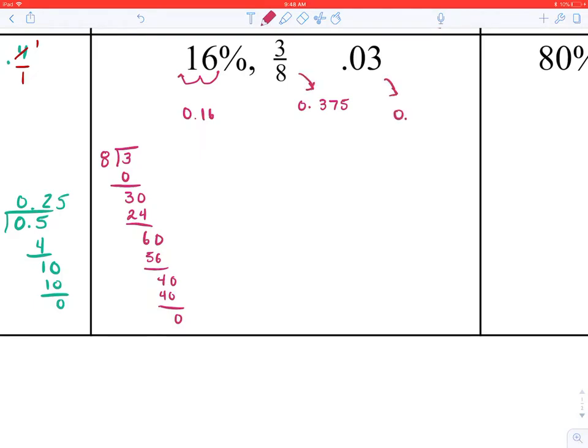And then lastly, we already have a decimal here, 0 and 3 hundredths. And then now we're going to compare the place values. And hopefully just by looking at them now, you're getting a little better at it. You could say that this would be your smallest because it has a 0 in the tens place. This number over here would be your second smallest. And lastly, your largest would be 0 and 375 thousandths.